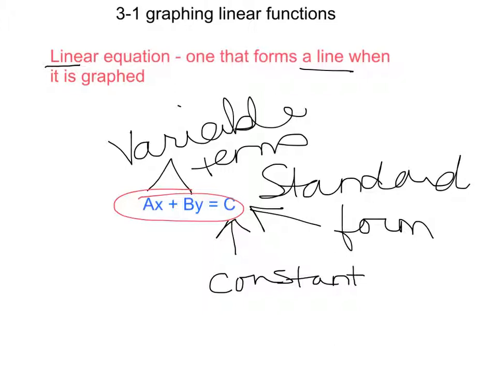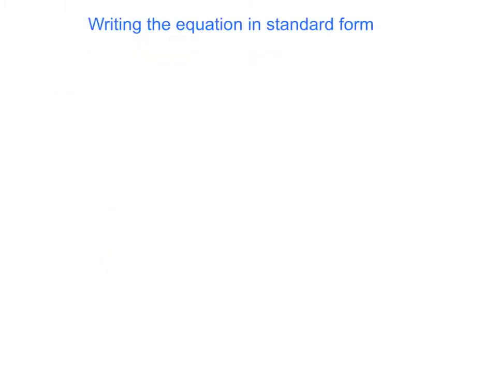Sometimes you might be given it written in a different form, so something like this. And in order for it to be in standard form, your x and your y have to be on the same side together, leaving that constant open. So the first step with linear equations is writing the equation in standard form. So let's take a look at that example.